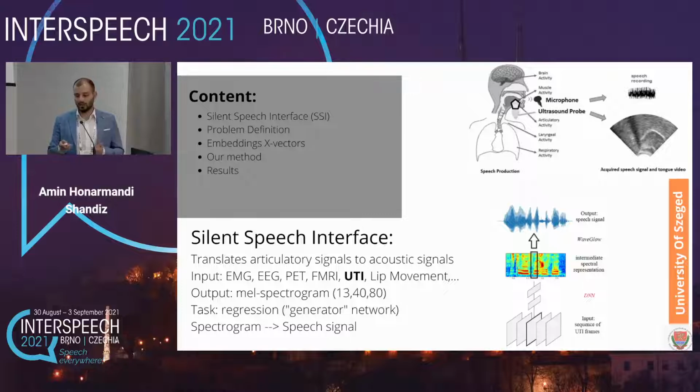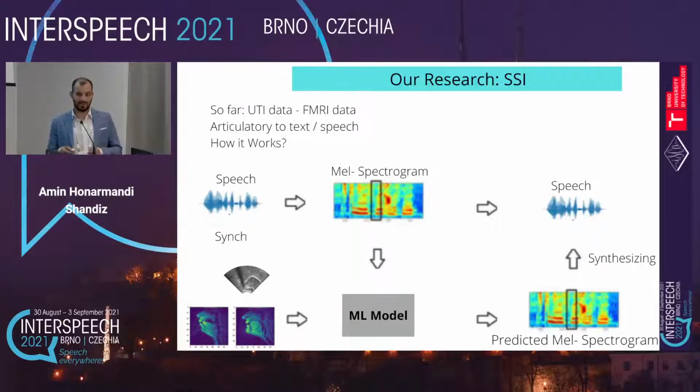So how can we do it? For example, we put an ultrasound probe under the jaw, and at the same time, we record speech by microphone, and we record ultrasound at the same time. So we extract features like mel-spectrum from the speech, and then we have ultrasound at the same time. Then we put this mel-spectrum as the output of the model. Then we train the model to predict this mel-spectrum and then synthesize speech from the mel-spectrum, which is synchronous with the ultrasound.